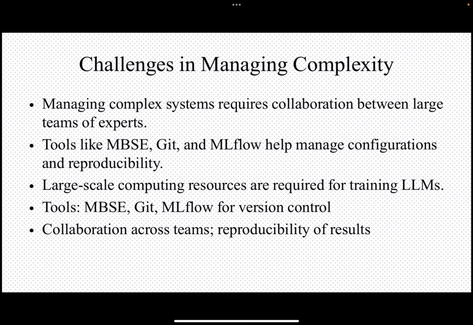To manage this complexity, we use tools like model-based system engineering, which helps us organize the different parts of the model development process. Tools like Git and MLflow are also critical in managing the version control and experimentation of large language models. Since these models are constantly being trained, tested, and fine-tuned, keeping track of the different versions and ensuring reproducibility is essential. Without these tools, the process would be chaotic and prone to errors.